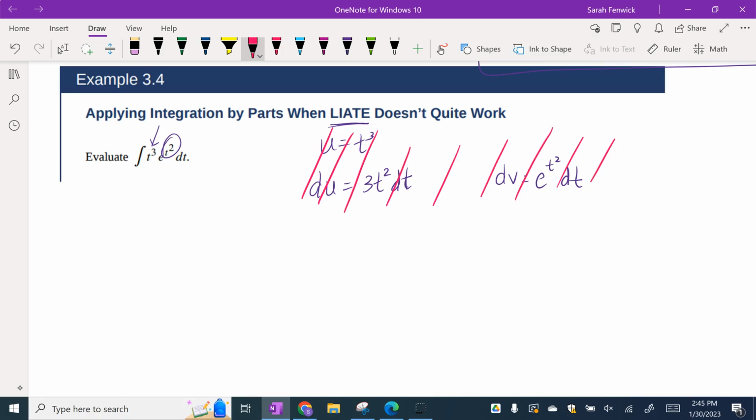Sorry, I'm trying to make sure I'm bringing you everything you need. If u is t squared, just stay with me, then du is 2t dt. I can put a 2 in here, but I can't put an extra t. So what we do is we take this apart. Okay, so I'm going to rewrite this as t times t squared e to the t squared dt.